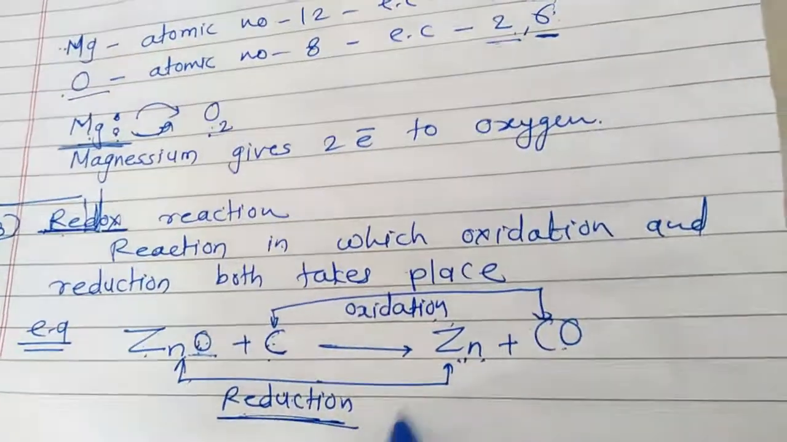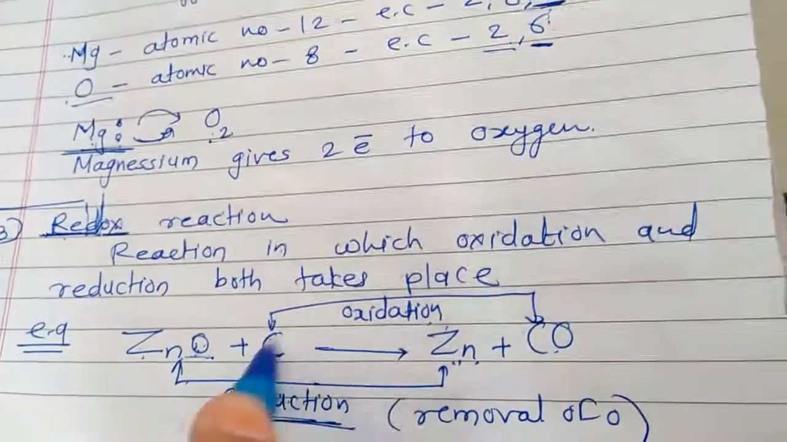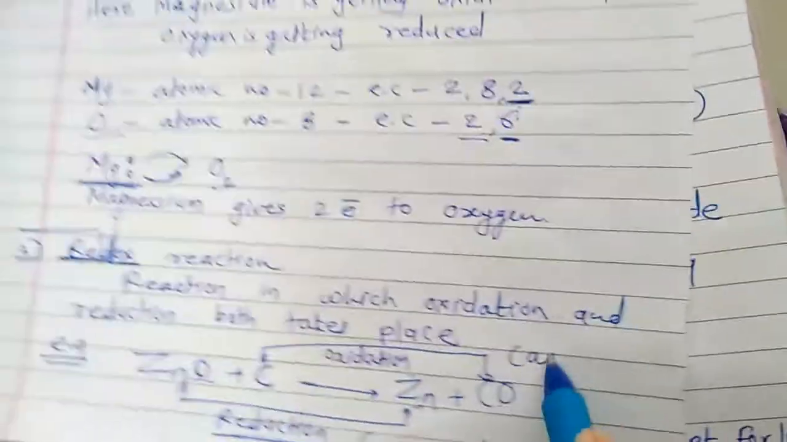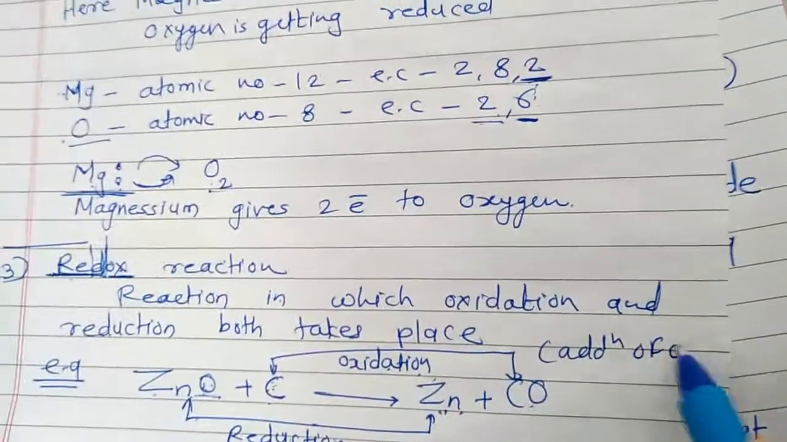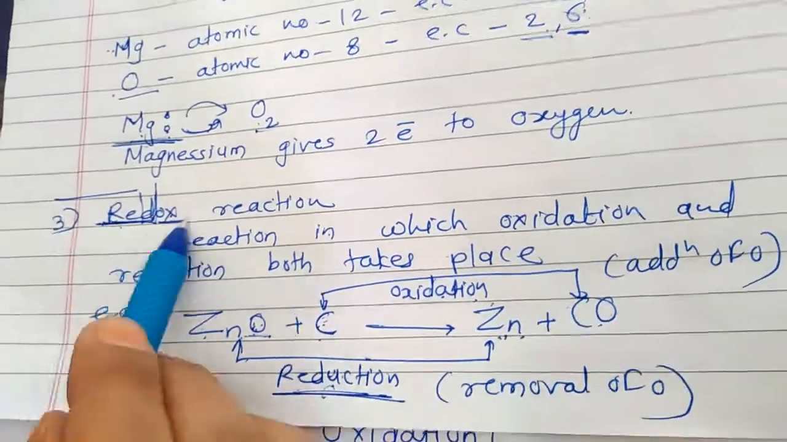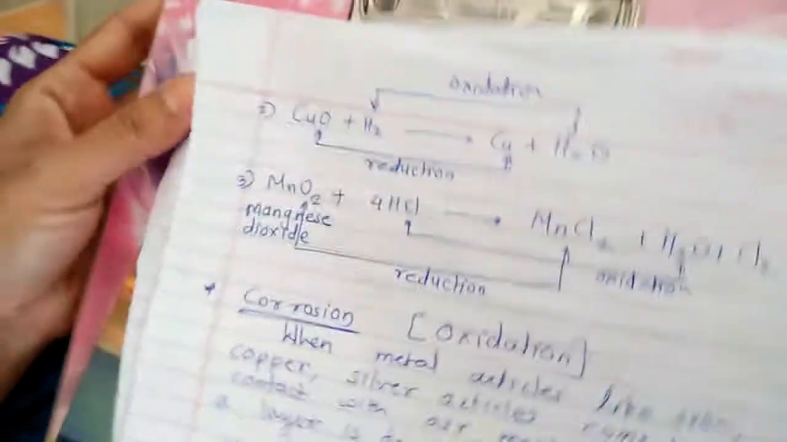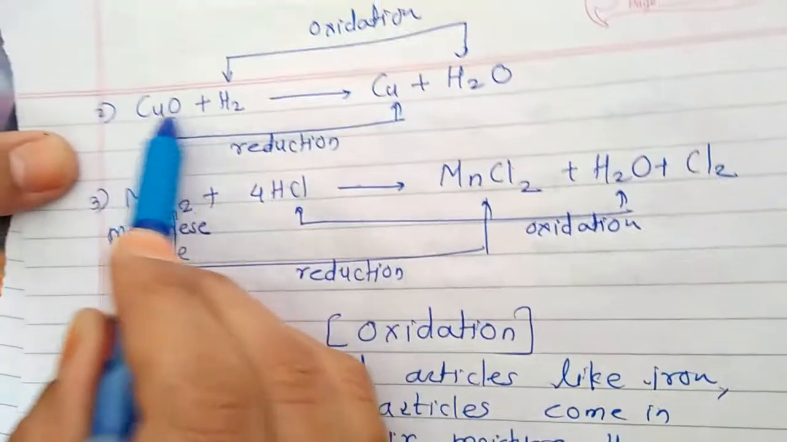Why is it reduction? Because of removal of oxygen. And why is it oxidation? Because of addition of oxygen. So oxidation and reduction both take place simultaneously, so this reaction is called a redox reaction. Here we have one more example of an oxidation reduction reaction.